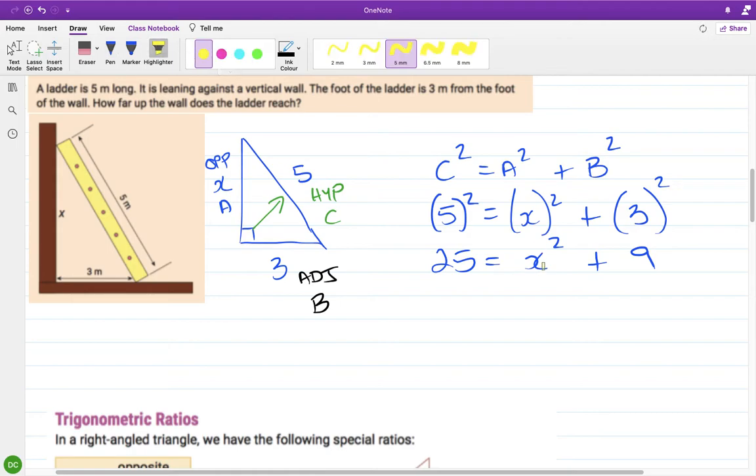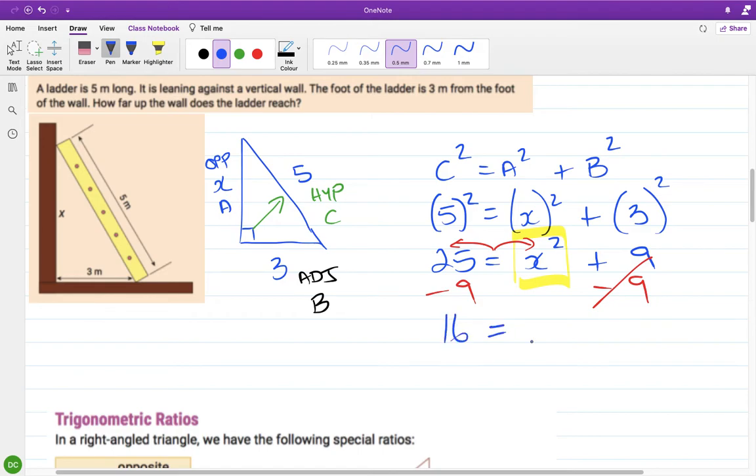Okay, now we're going to need a bit of algebra. We're trying to isolate this here, which means I'm going to need to move the 9. At the moment it's a plus 9, so I move it using the inverse of that, which is minus 9, and that will take it out. But if I minus 9 on the right hand side, I'm going to have to minus 9 on the left hand side. So 25 minus 9 is 16 equals x squared, and these 9's are gone.